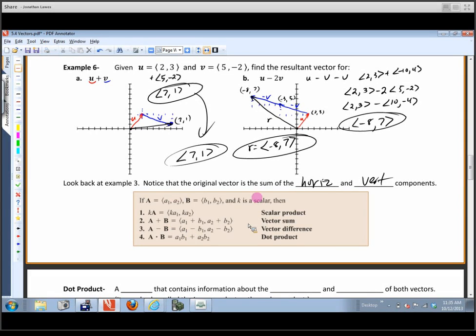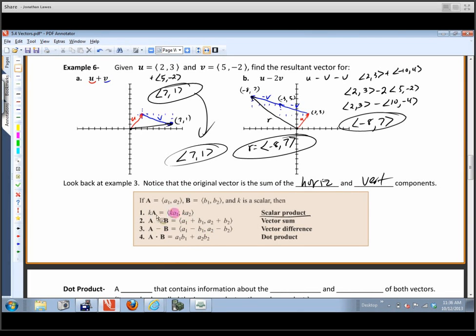So we can kind of summarize what we've been doing here. If we've got vector A that's got a horizontal component of A1 and a vertical component of A2, and vector B, (B1, B2), and k is a scalar, then we can find what we call a scalar product, or in other words, scalar multiplication, by just distributing that through, as we saw up above. If we're going to add them, we literally add component by component, and if we're going to subtract them, we subtract component by component. Okay, so those are pretty straightforward operations.